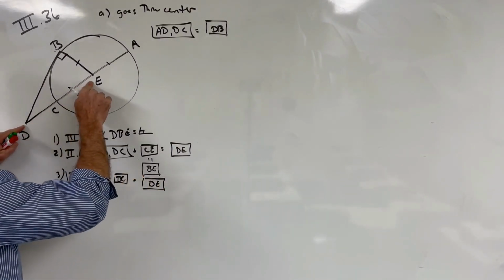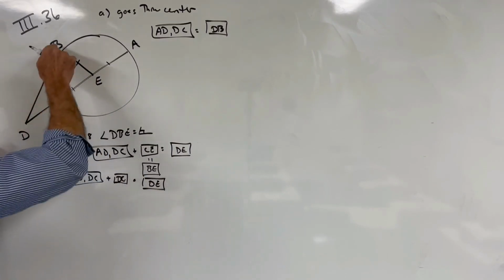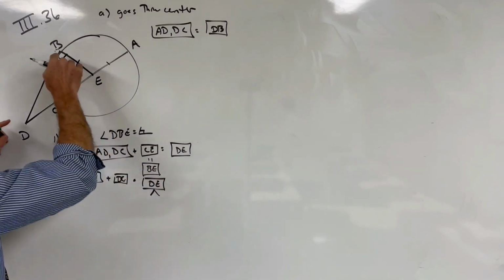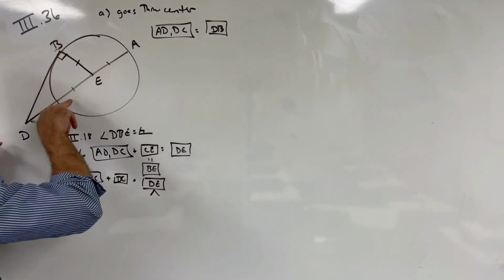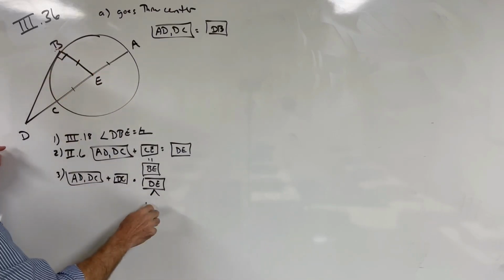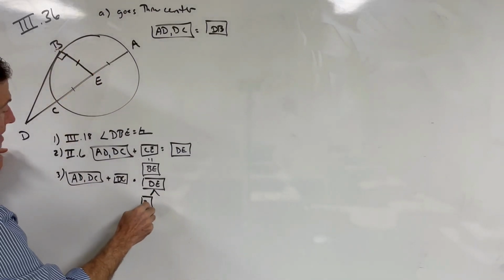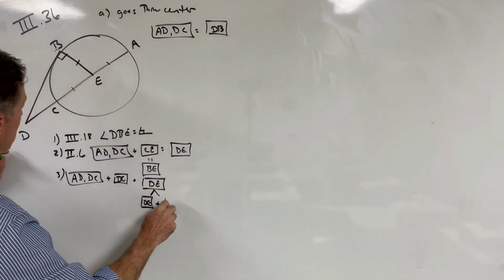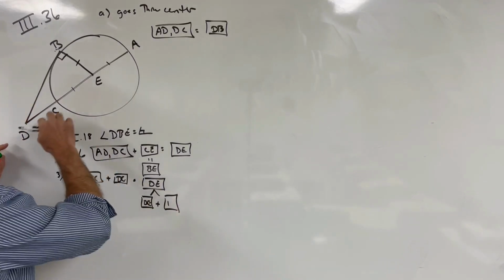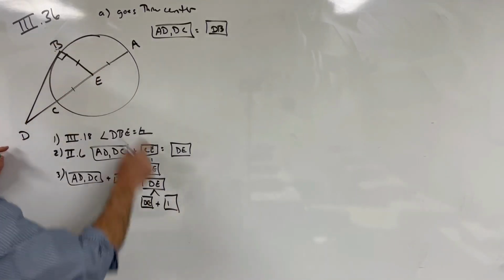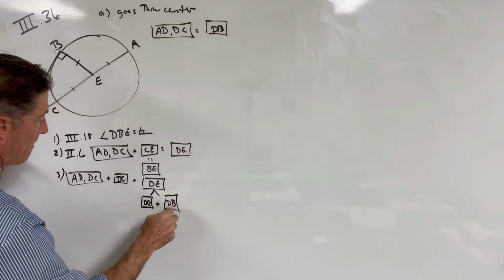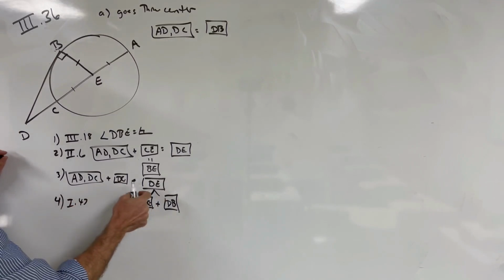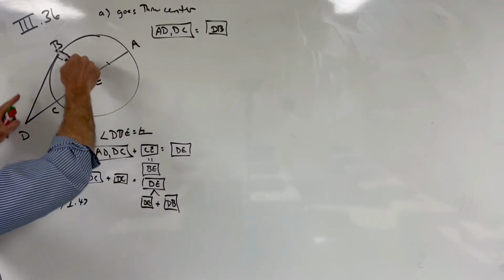But the square on DE is the hypotenuse of this right triangle DBE. And so we can rewrite the square on DE as the sum of the squares on the legs. So we can write that this is actually equal to the square on BE plus the square on DB. And this is according to Book 1, Prop 47, the Pythagorean theorem. So the square on the hypotenuse is equal to the sum of the squares on the legs.